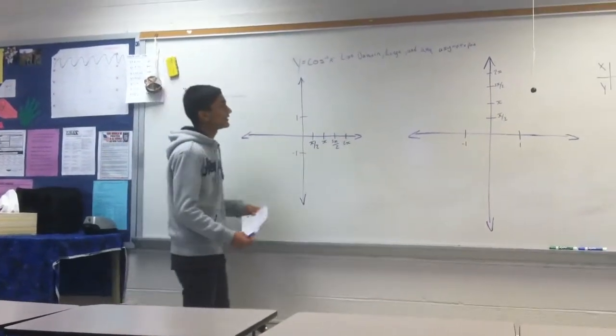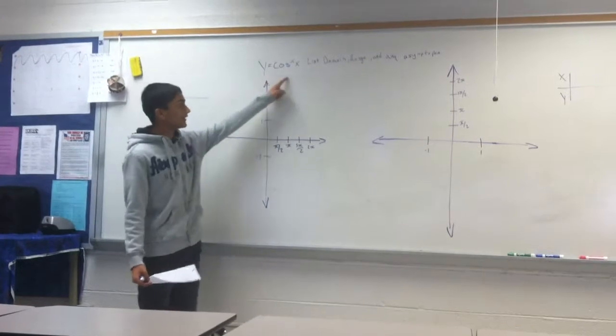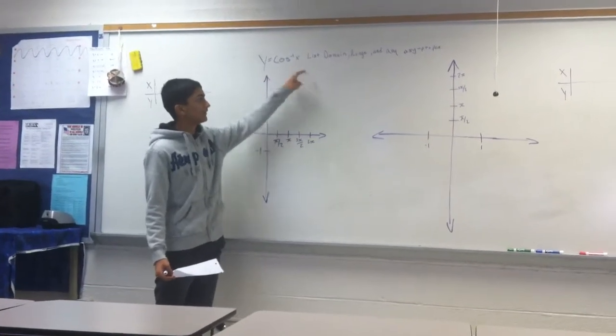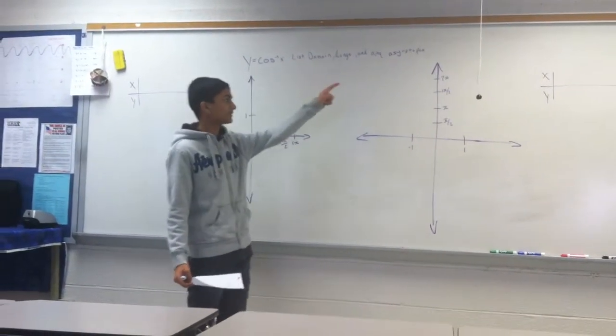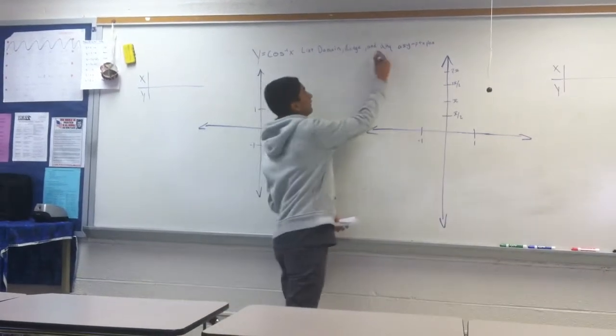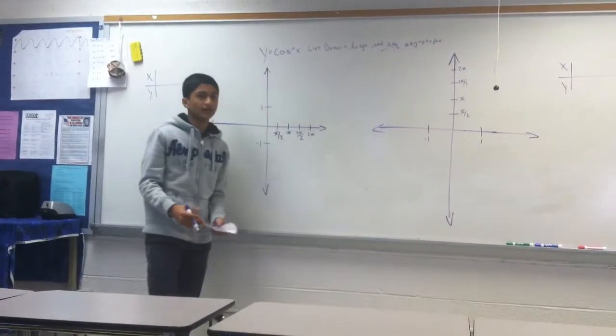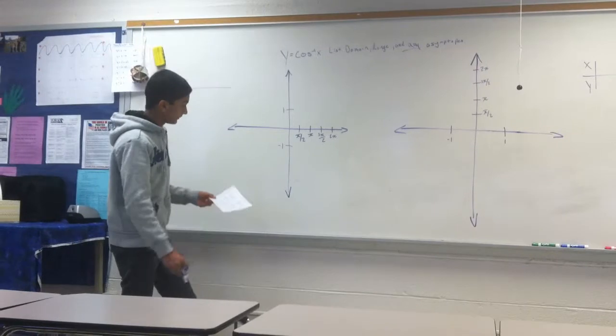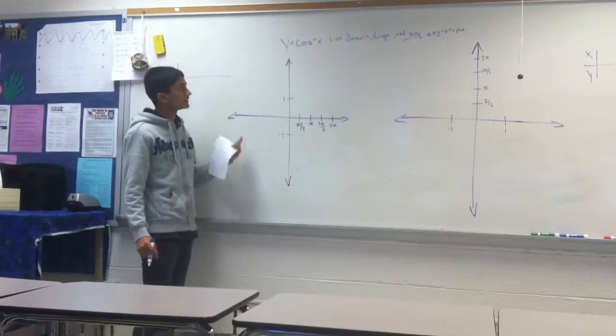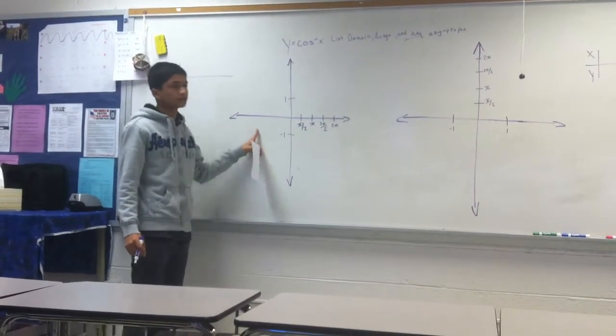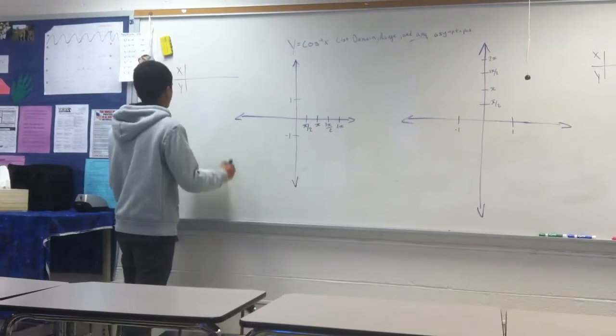Okay, so what you're trying to find is y equals cosine of arc cosine of x, and you have to list the domain, range, and any asymptotes. I'm going to underline "any," because there might not be an asymptote. First, you would want to graph y equals regular cosine of x.